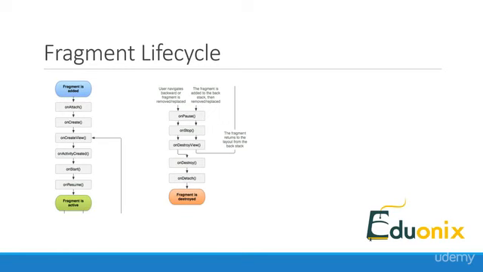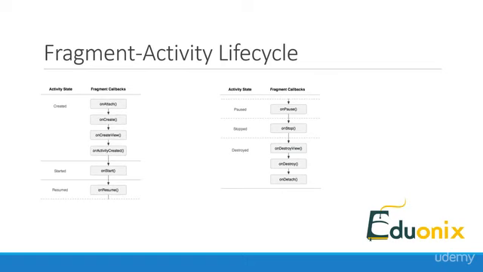onDestroyView is called when the view hierarchy associated with the fragment is being removed. And finally, onDetach is called when the fragment is being disassociated from the activity. To get a better look at how the fragment callbacks line up with the state of its associated activity, we can see here the activity state for each segment of fragment callbacks.